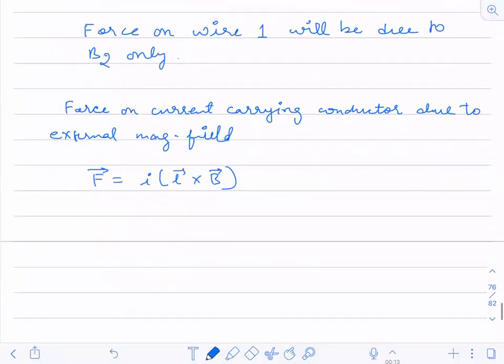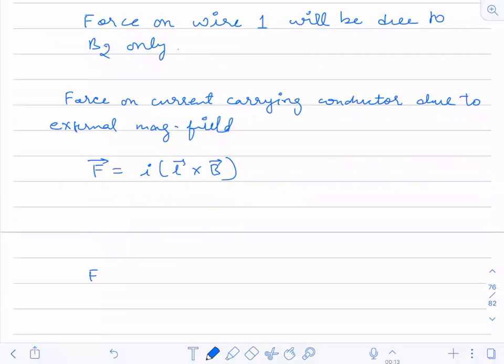Now, force on 2 due to 1. I'm writing force on 2 due to 1. So I is the current flowing. Sorry, I2 is the current flowing. Force on 2 means current in 2.